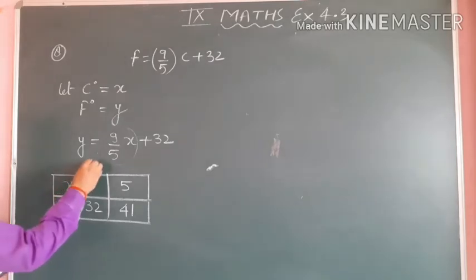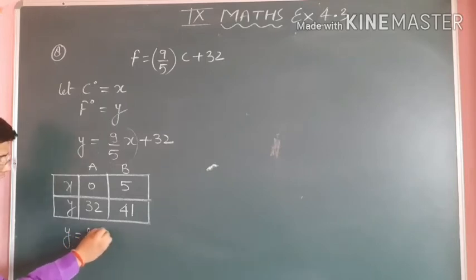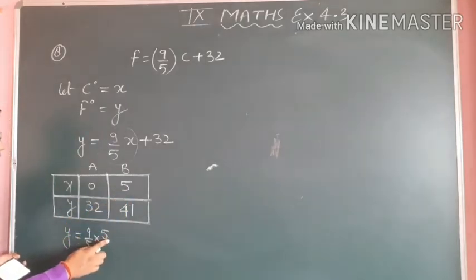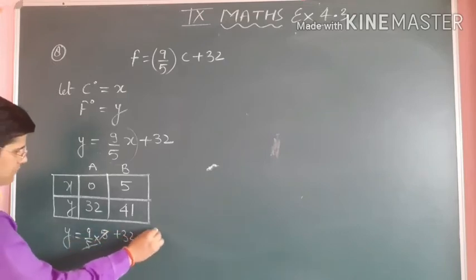Now the second coordinate, how I found that, you might be confused. So y equals 9 upon 5 into 5. So we put that 5. Then the 5s cancel out, and that's 9 plus 32, which is 41.